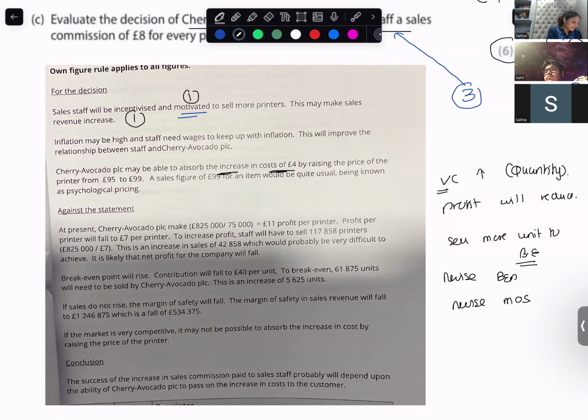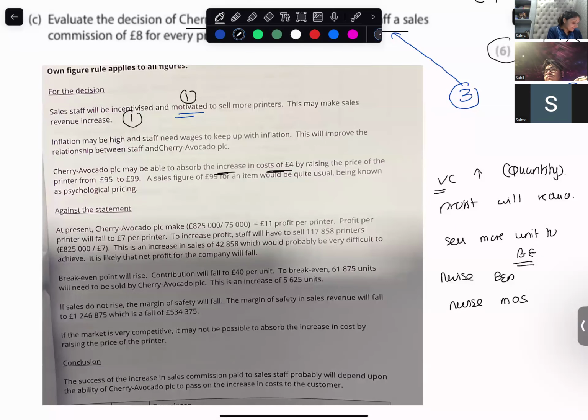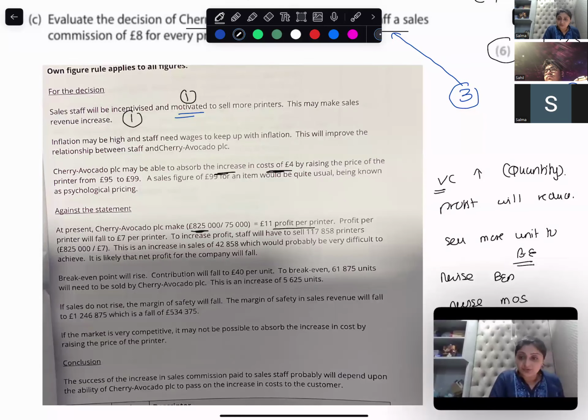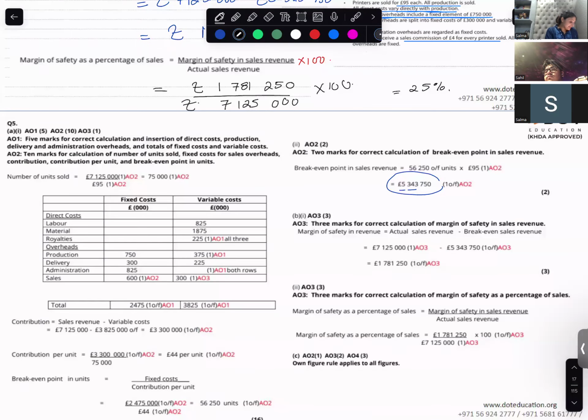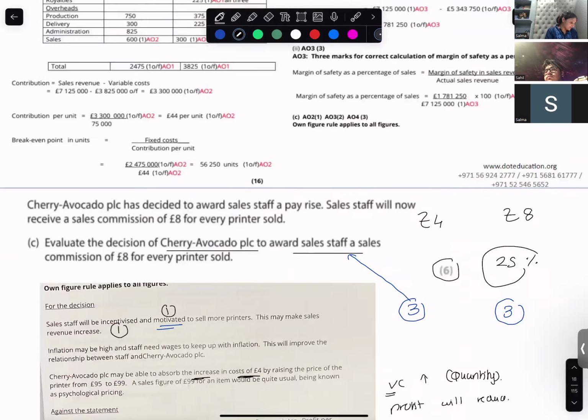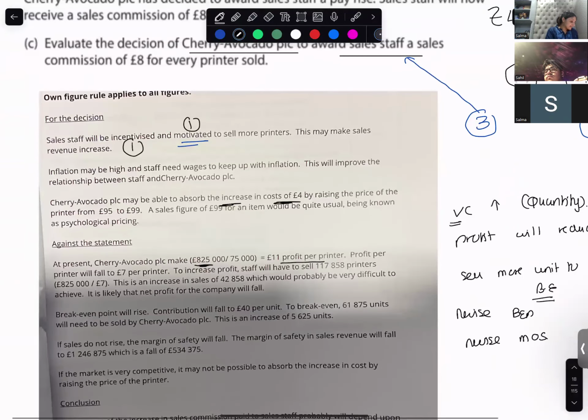So at present, if I see Cherry Avocado is making £11 profit per printer. It's given in the question. Their net profit for the year is 825, and they are selling how many units? They are selling 75,000 units. So at present, they are making a net profit of £825, and this is the number of units sold.